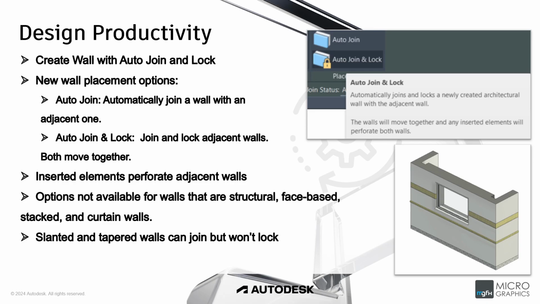It also has a limitation with tapered and slanted walls. A newly created slanted wall cannot align with the existing slanted or tapered wall, so the auto join and lock does not work for it. You can use auto join only in this case. Existing adjacent walls modeled in previous Revit versions will not automatically join when upgrading to the new version.